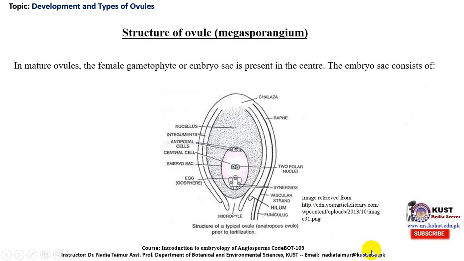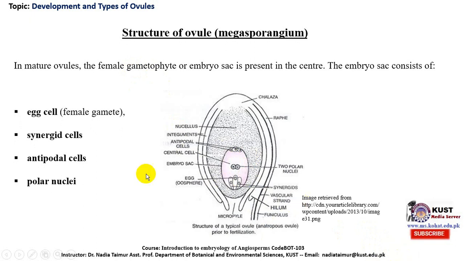Now, in an ovule, the most important structure is the embryo sac, which is shown here. Female gametophyte is another term used for the embryo sac. The embryo sac consists of the following structures, including the egg cell or female gamete, synergid cells, antipodal cells shown here, and polar nuclei.